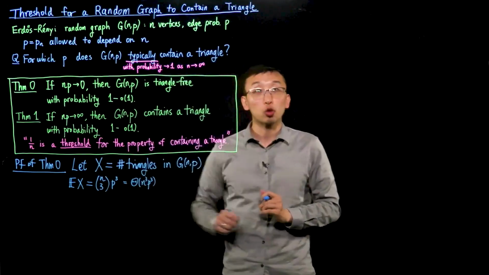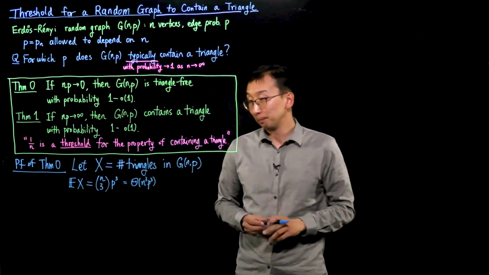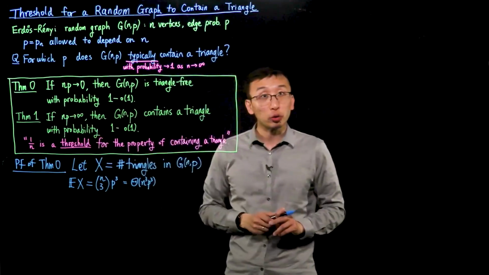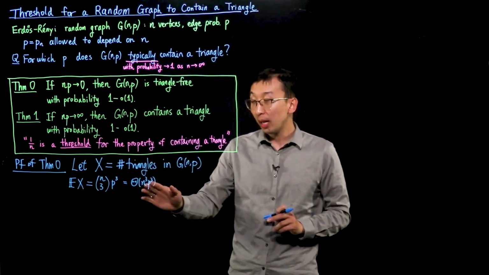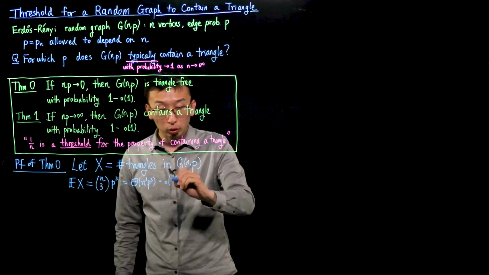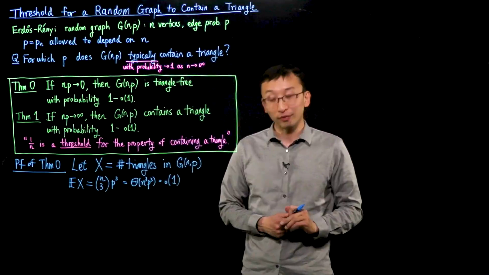We get to drop constant factors in this asymptotic estimate. Now, when np goes to 0 as n goes to infinity, n cubed p cubed also goes to 0. So this quantity is little o of 1. It's a quantity that goes to 0 as n goes to infinity.